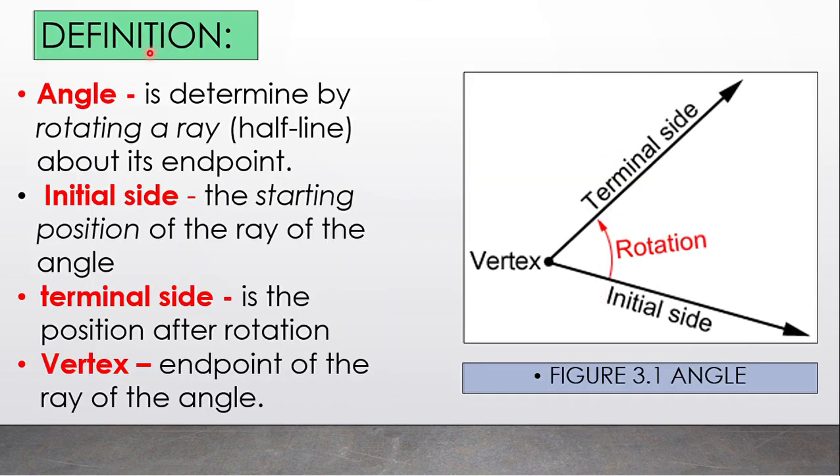Let's have the definition of an angle first. An angle is determined by rotating a ray or a half line about its endpoint. If we rotate the terminal side about the endpoint, we can form an angle. This is the rotation. The starting position is the initial side of the ray of an angle, and the terminal side is the position after the rotation. The vertex is the endpoint of the ray of the angle.